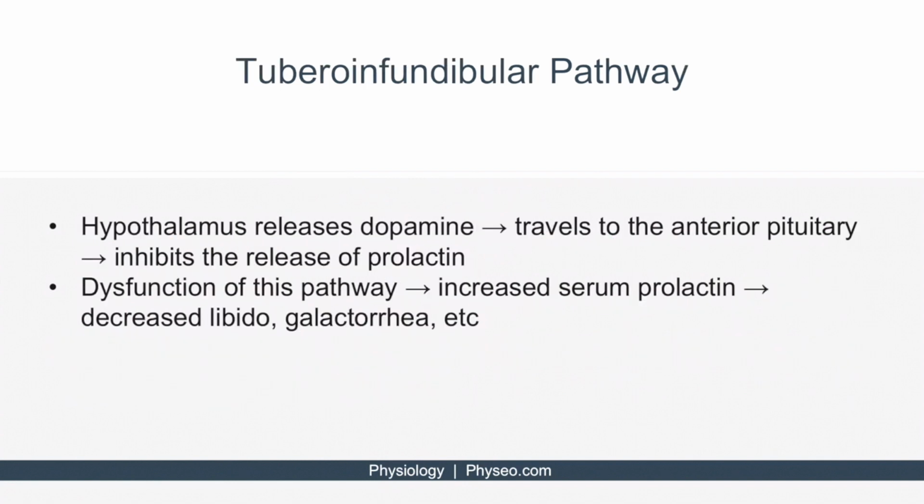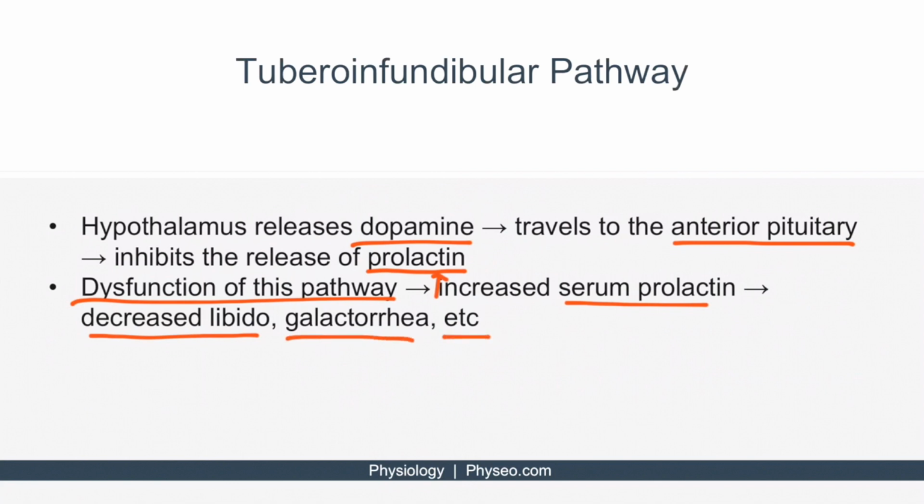So now the last pathway is the Tuberoinfundibular Pathway. In this pathway, the hypothalamus releases dopamine, which travels to the anterior pituitary, which then inhibits the release of prolactin. So if you have dysfunction of this pathway, you're going to have decreased inhibition, which causes increased serum prolactin. And when you have hyperprolactinemia, you will get decreased libido, galactorrhea, and other things.